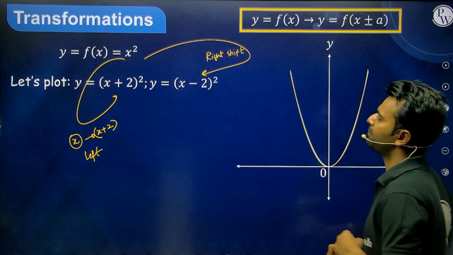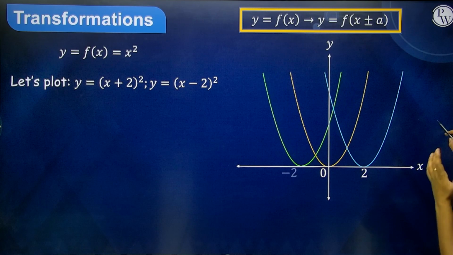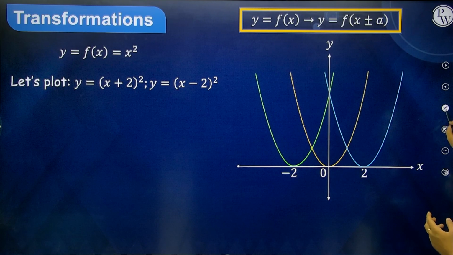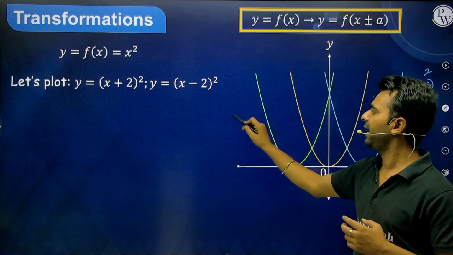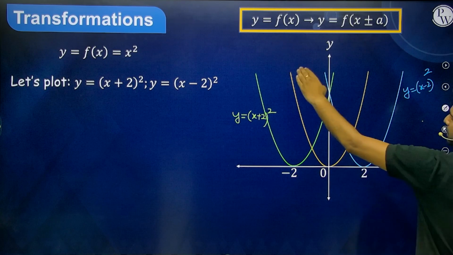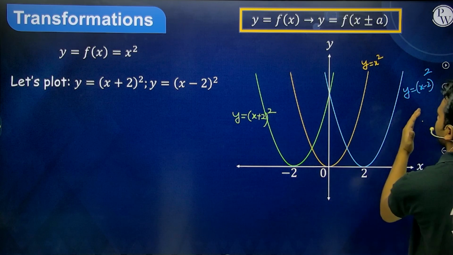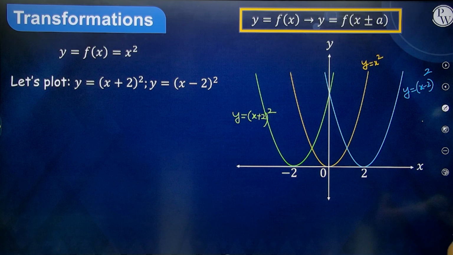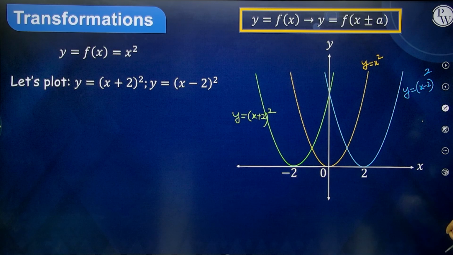So the graph of y equal to (x plus 2) whole square and (x minus 2) whole square will be looking something like this. This graph is going to be of y equal to (x minus 2) whole square, and this graph will be of y equal to (x plus 2) whole square. Yes or no, kids? Feel it, try to feel it. You simply have to take this graph and shift it by 2 units towards right to get the graph of y equal to (x minus 2) whole square, and if you shift this graph 2 units towards left, you get the green graph of y equal to (x plus 2) whole square. I hope you are clear with this.